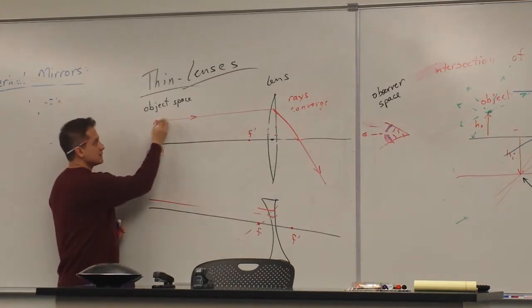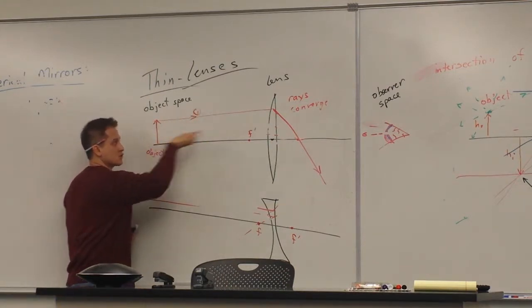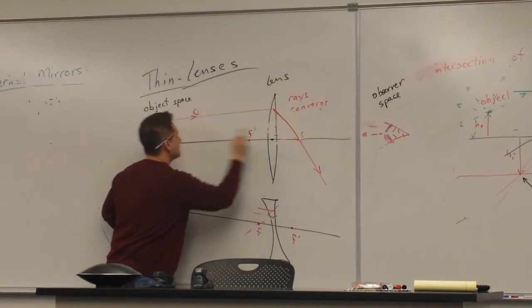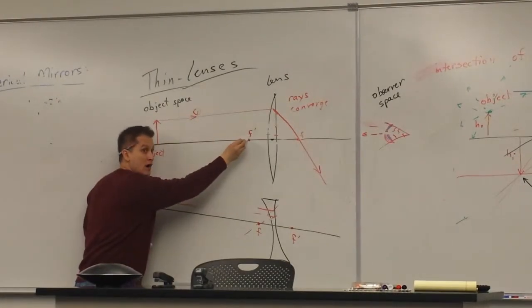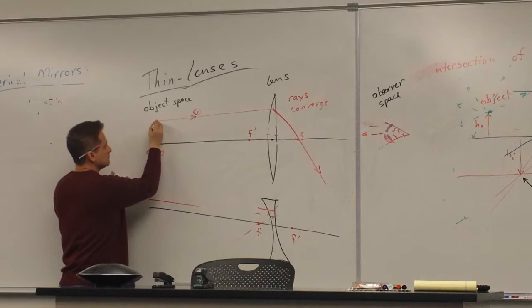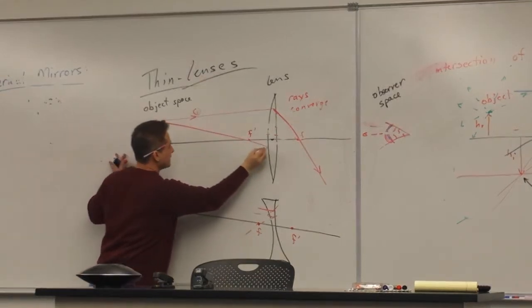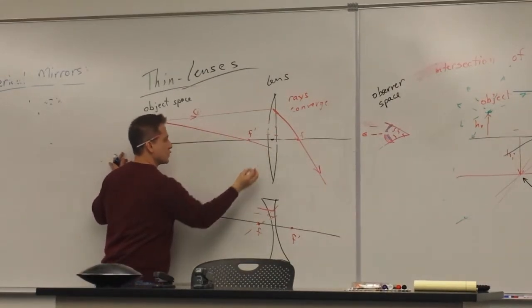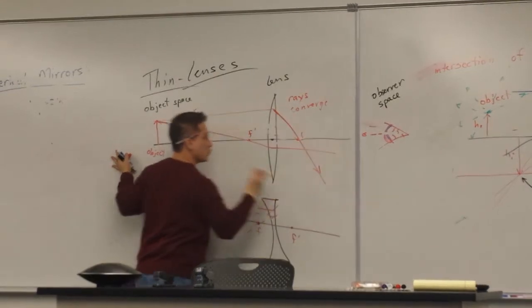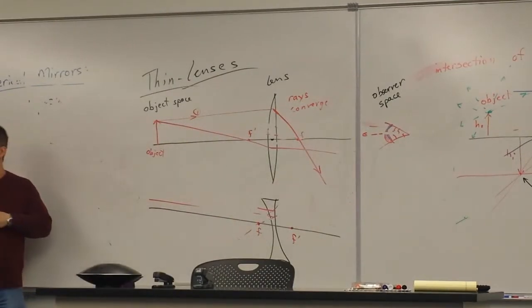The next ray, so that would be ray 1, goes straight through F. The second ray goes through F prime. Pick any other ray. The ray that goes through F prime comes out parallel. So there's one little distinction between a lens and a mirror: you use opposing focal points, F and F prime. Parallel passes through F. Light passing through F prime comes out parallel.